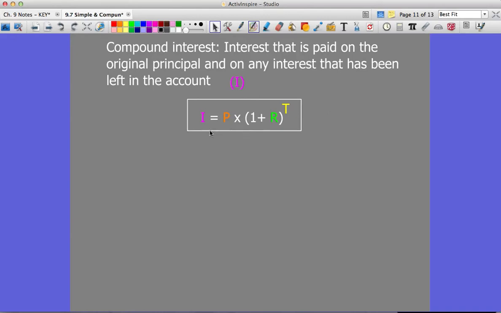To keep from having to do this, for compound interest, we use the formula I equals the principal times the quantity of 1 plus your rate to the power of t. So your principal times the quantity 1 plus your rate to the t power.